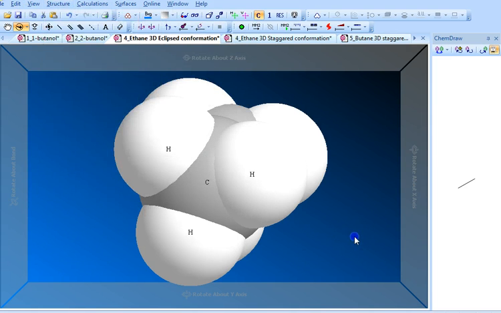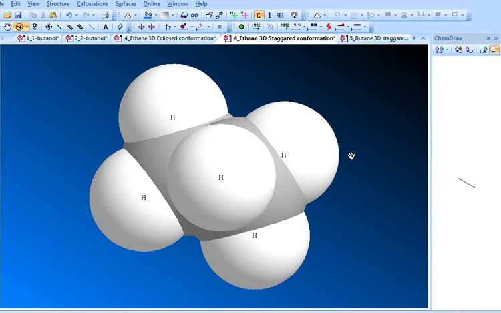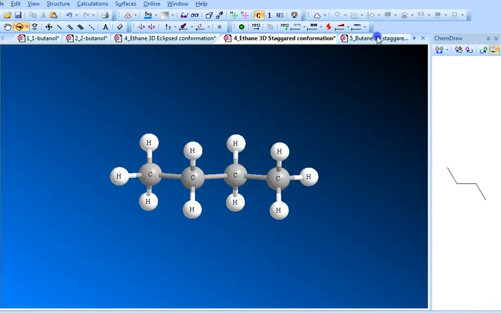Alright, so this is the eclipse conformation. Let's look at staggered. Now we saw the staggered conformation. For ethane there are only 2 conformations: staggered conformation and eclipse conformation. There is no other conformation that can result. Now let's look at butane conformation.